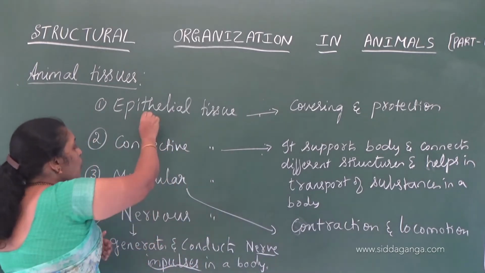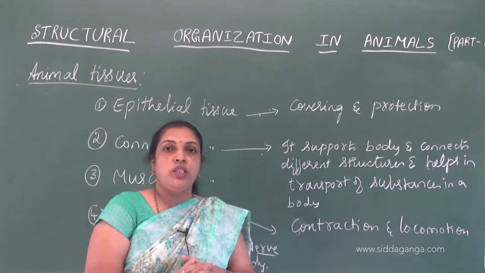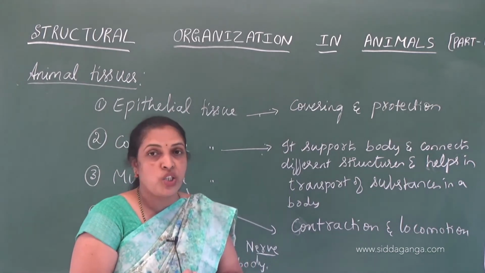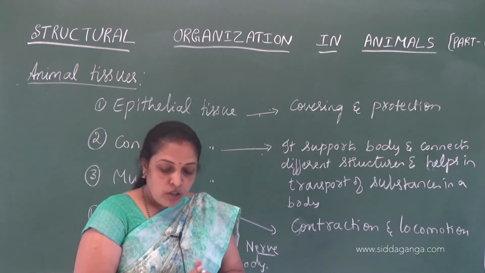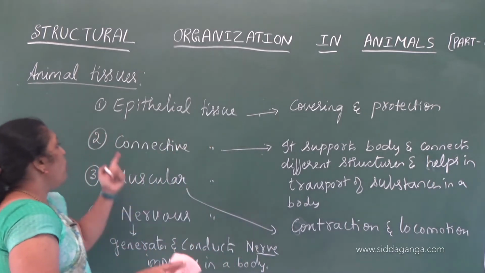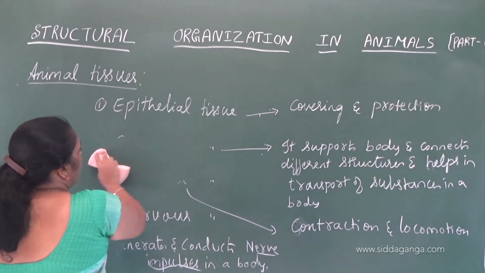So, all these 4 different tissues, by doing their specific functions, help in the survival of an organism. Today we will discuss epithelial tissue. Among these 4, we will discuss epithelial tissue.